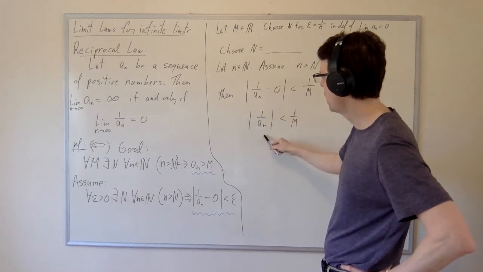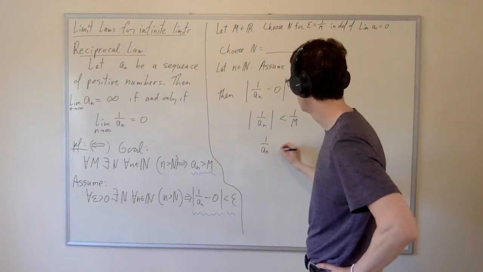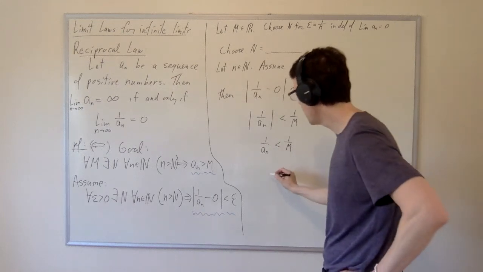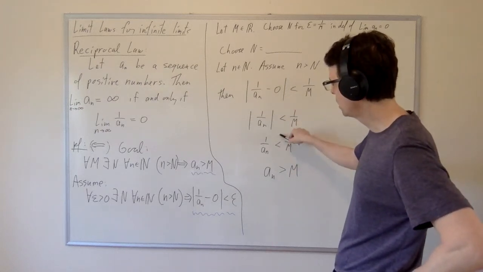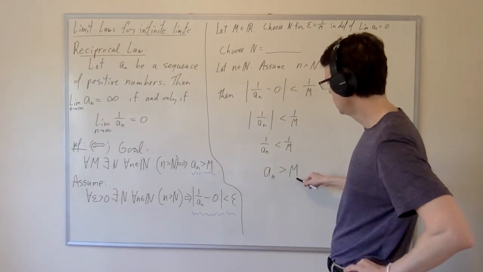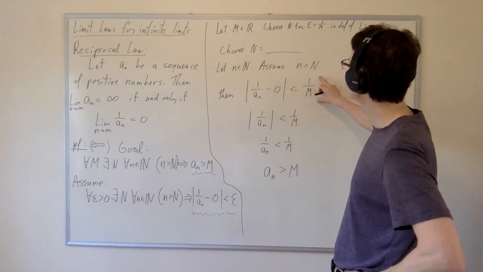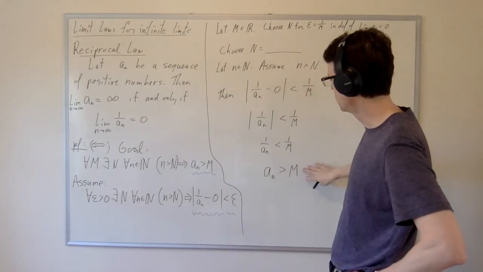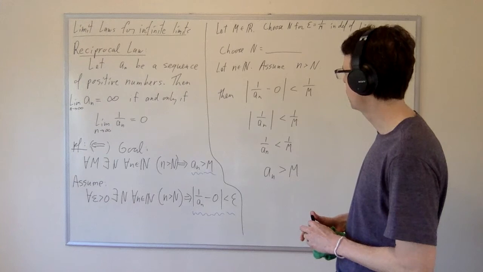Now, 1 over an is a positive number because an is a positive number. So we may safely drop the absolute values. And now we have a positive number less than another positive number, and we may take reciprocals. But when we do take reciprocals here, the sign of the inequality changes from less than to greater than. And this is actually exactly what we're trying to show, right? This is the end state for the goal. So here we've just taken the content of this assumption about n, and we've ended up just deducing the goal directly from that assumption without any significant chain of inequalities going on.